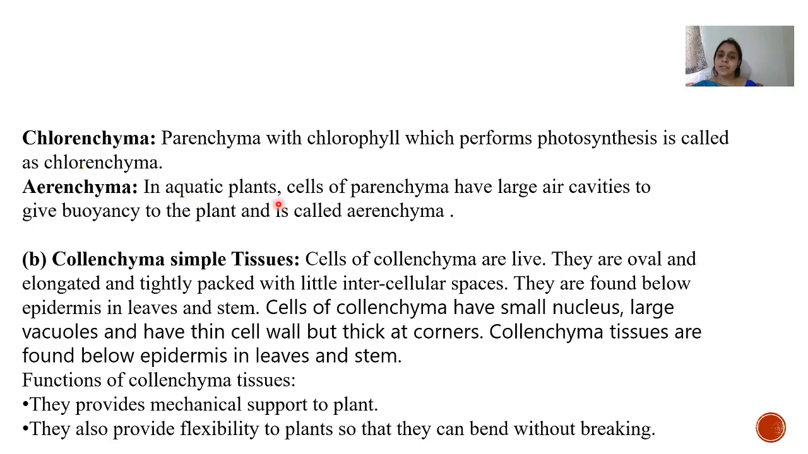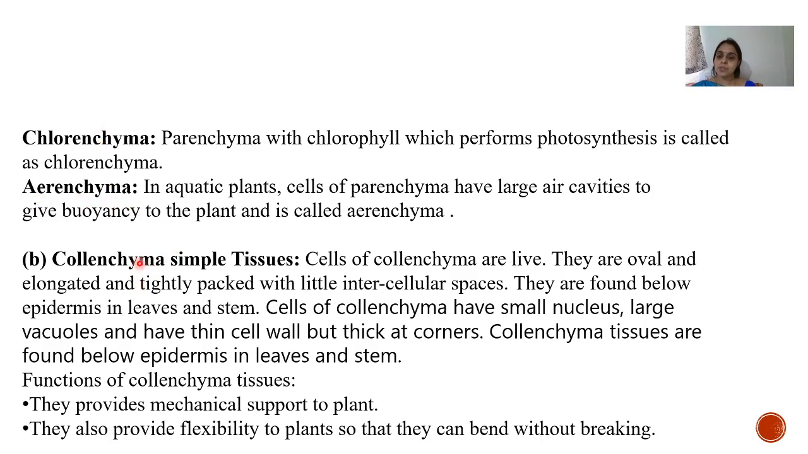Then in aquatic plants, the cells of parenchyma will have large air cavities. These air cavities give buoyancy, the ability of the plant to float. Then this parenchyma is known as aerenchyma. So you may get one more question: what is sclerenchyma? What is aerenchyma?